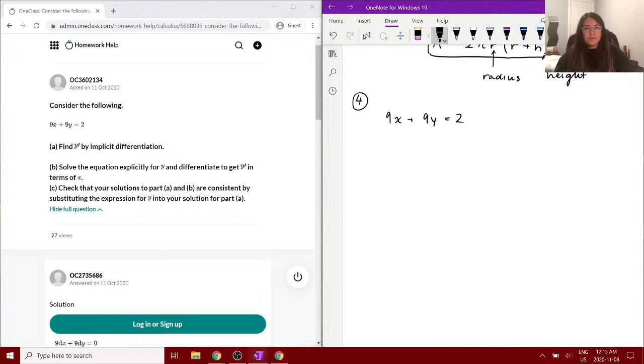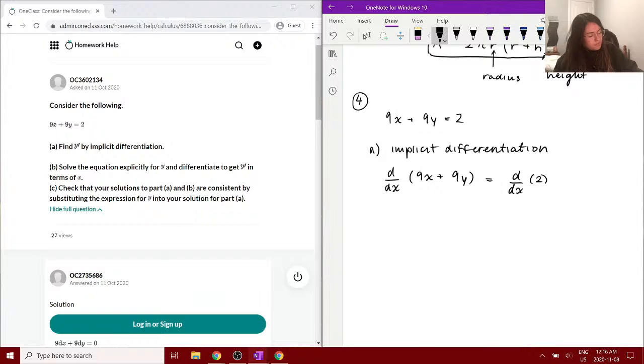So first we're going to perform implicit differentiation. When we're applying implicit differentiation, we don't have to rearrange or anything. We can just take the derivative as is. So let's do that. I'm going to take the derivative of both sides.